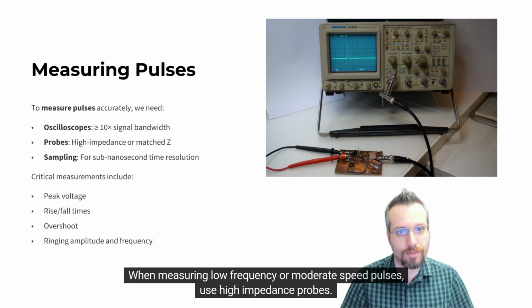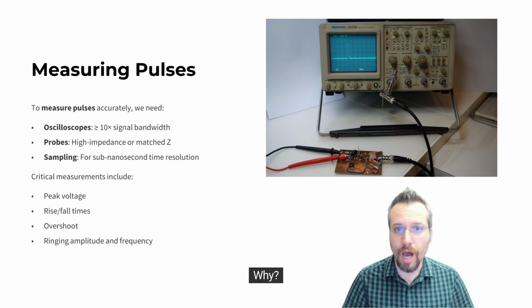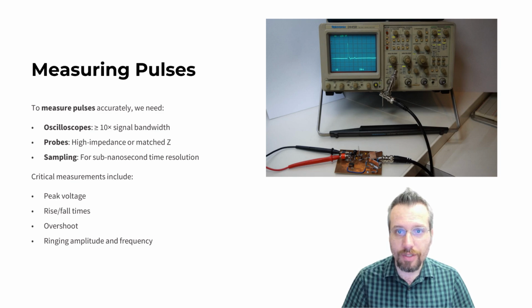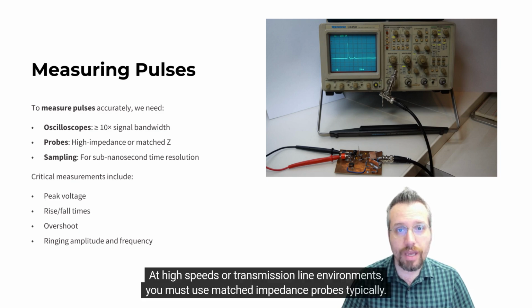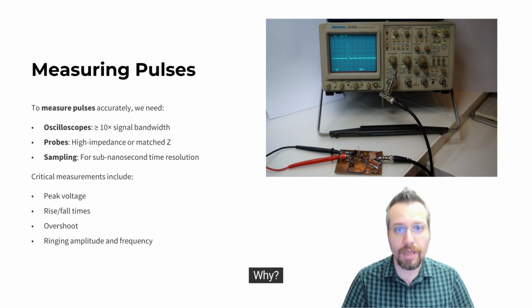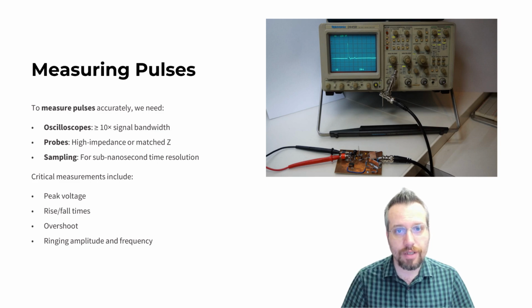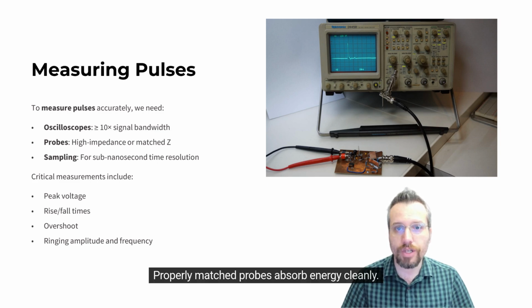When measuring low frequency or moderate speed pulses, use high impedance probes. Why? To avoid loading the circuit. A low impedance probe draws current and changes the pulse's shape, especially in sensitive circuits. At high speeds or in transmission line environments, you must typically use matched impedance probes. Why? If probe impedance does not match the line impedance, then reflections occur, which means distorted pulses. Properly matched probes absorb energy cleanly.